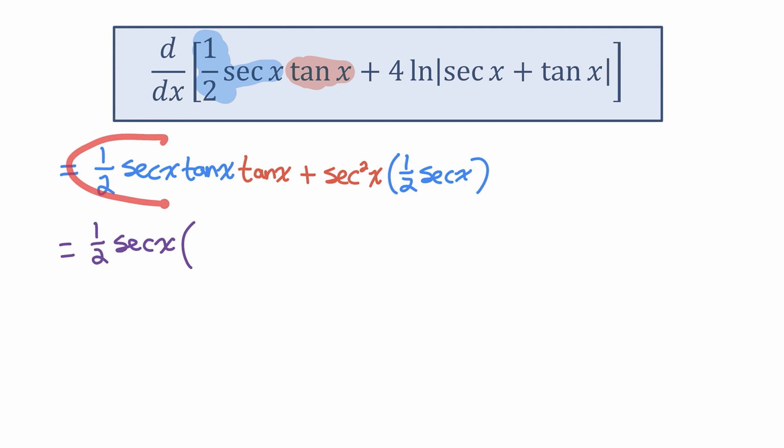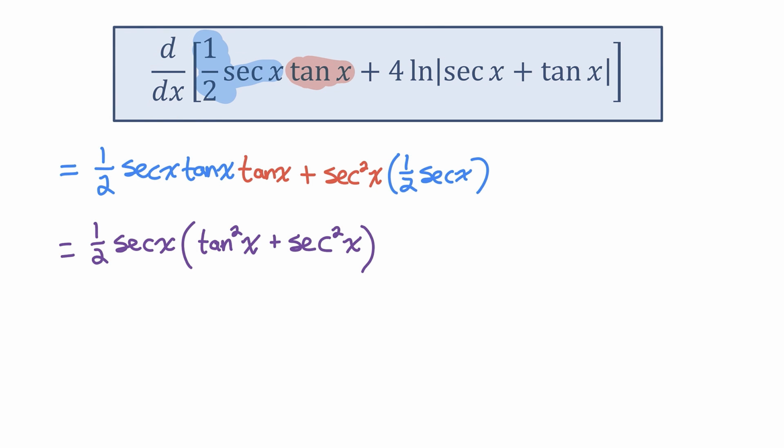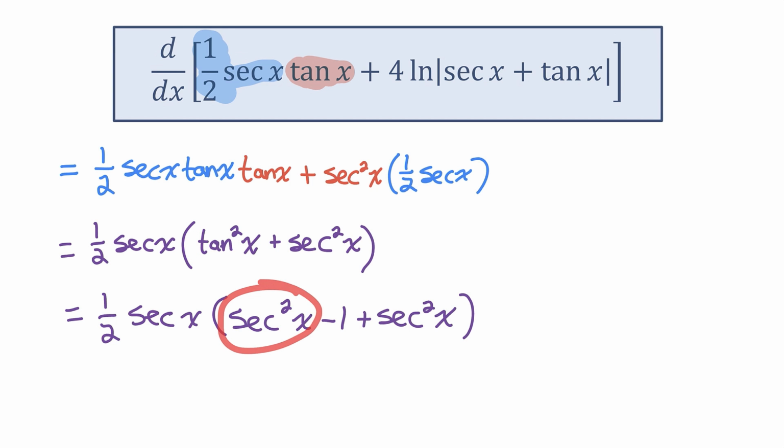When I divide the first term by a half secant x, I get tan squared x. When I divide the second term by a half secant x, I just get secant squared x. And the Pythagorean identity tells me that tan squared is equal to secant squared minus 1. These 2 secant squared x's could be combined together to be 2 secant squared x.